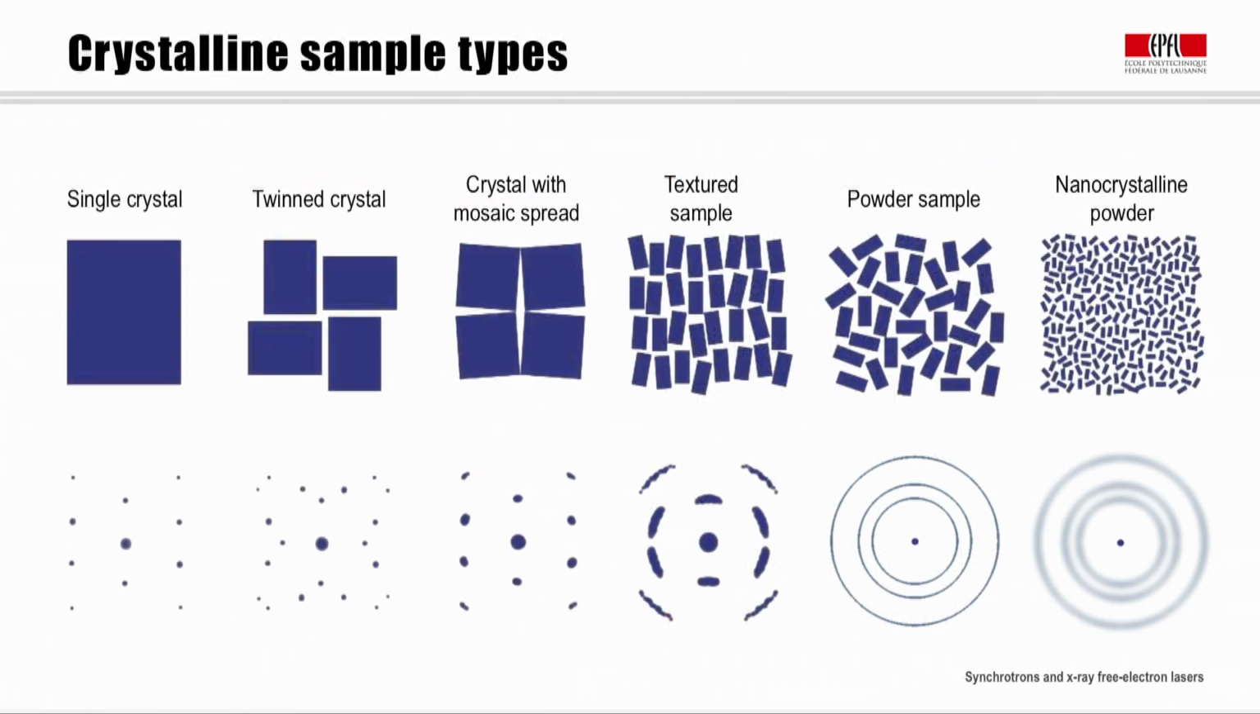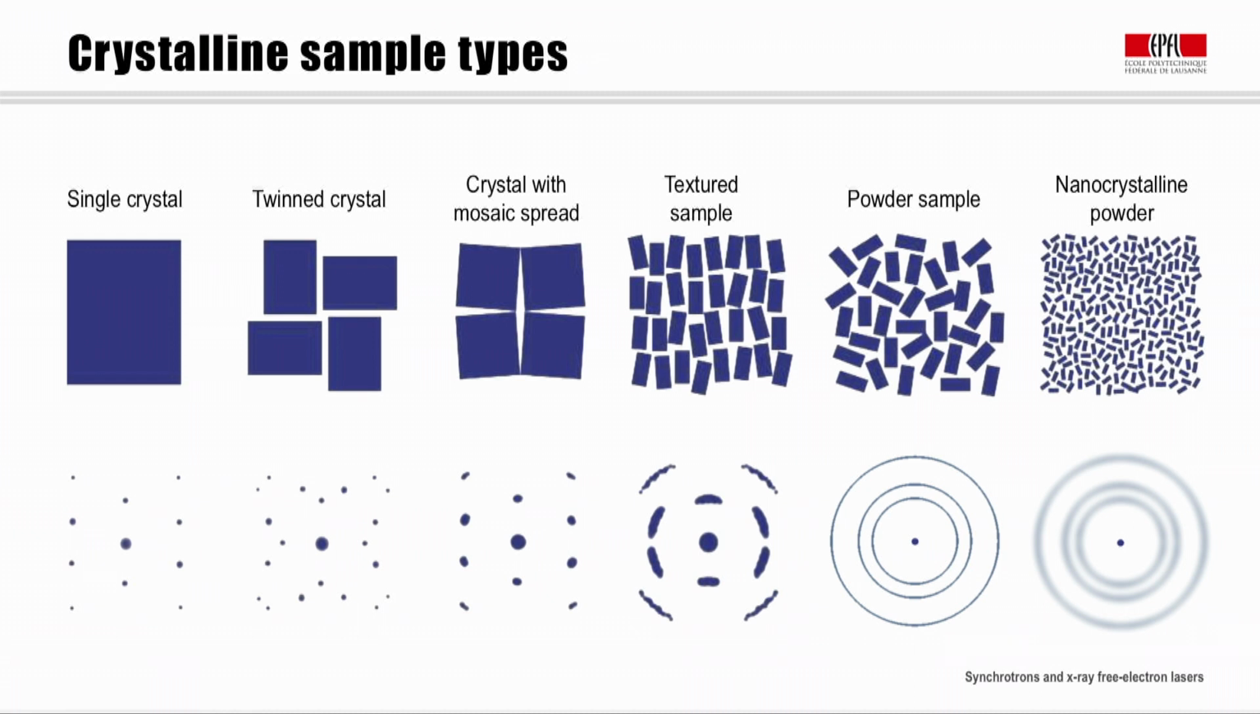Before discussing different types of synchrotron-based diffraction experiments, it's worth first pausing to consider the myriad types of samples that can be investigated using diffraction, as an understanding of these helps in deciding the type of experiment to undertake. We can divide sample types into three broad classifications, namely, in increasing degree of disorder, single crystals, textured material, and powder samples.